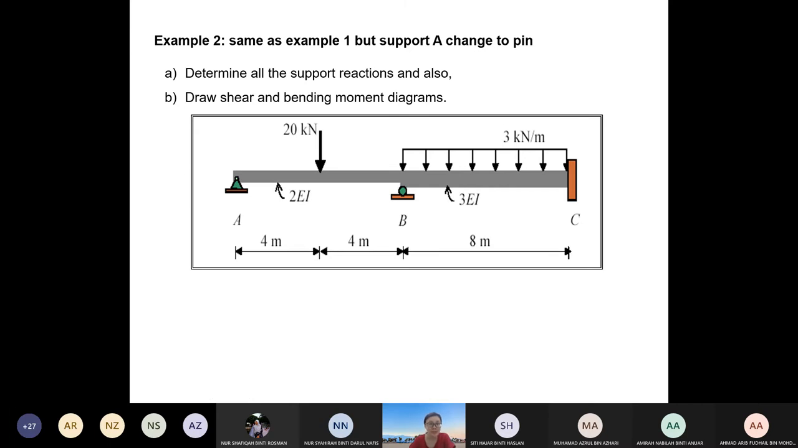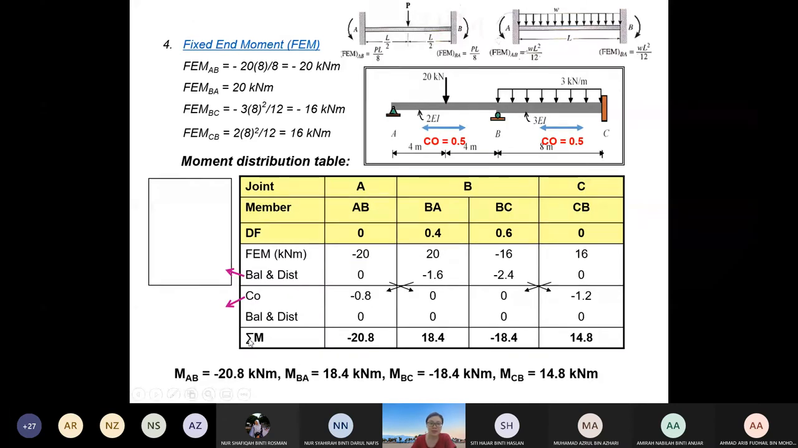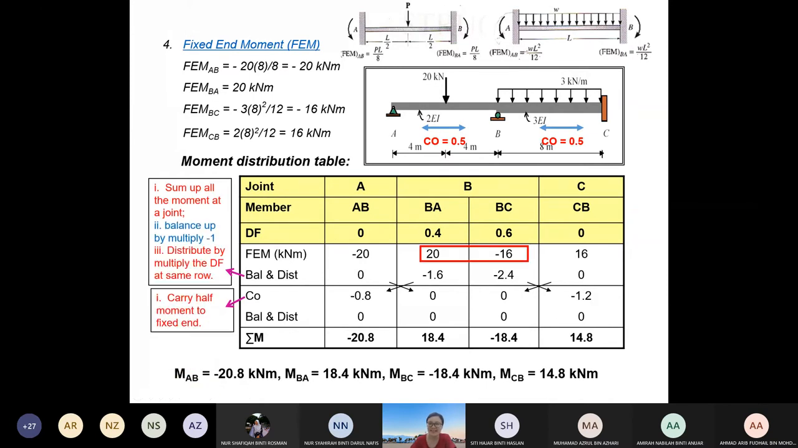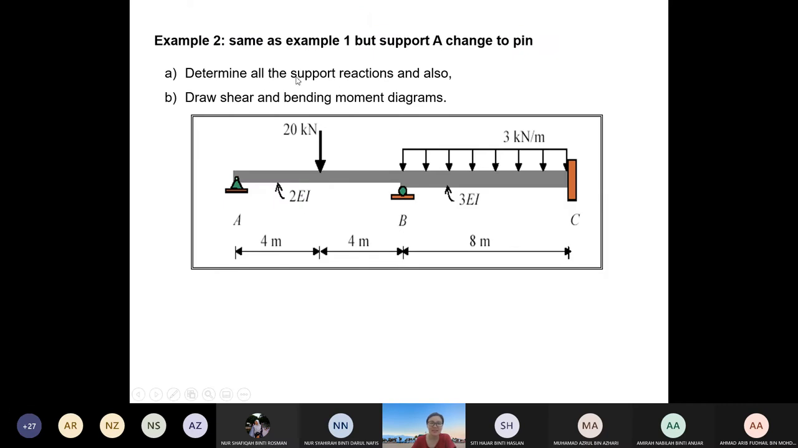So I'm going to just highlight what is the difference. Now this example is to determine all the support reactions and draw the shear and bending moment diagram. What the moment distribution method can give you is only up to these end moments. The remaining process, like support reactions and drawing the shear and bending moment diagram, will be based on what you have learned in chapter one, by using equilibrium, solving the equilibrium at the cut section or at the joints.